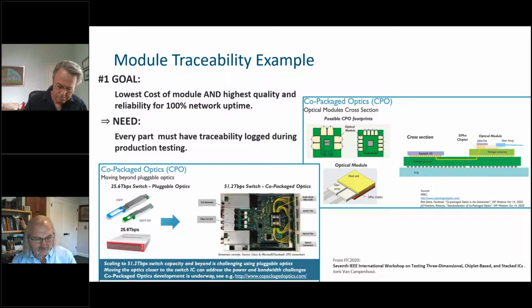So being able to test what failed when, at any point, be it a lens, a laser, or a photonic part, you have to find out immediately when it failed and be logging all that data. And the next slide, please.